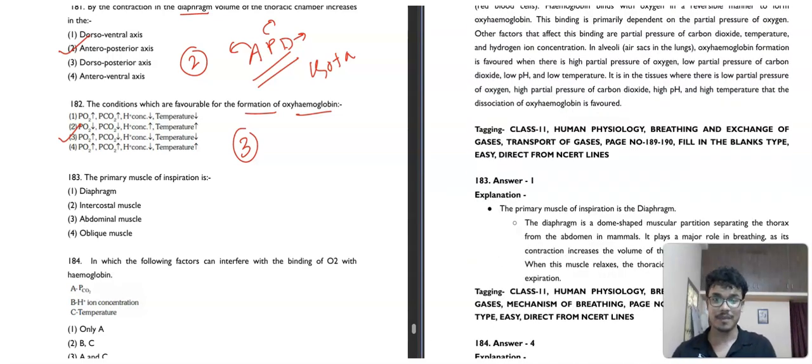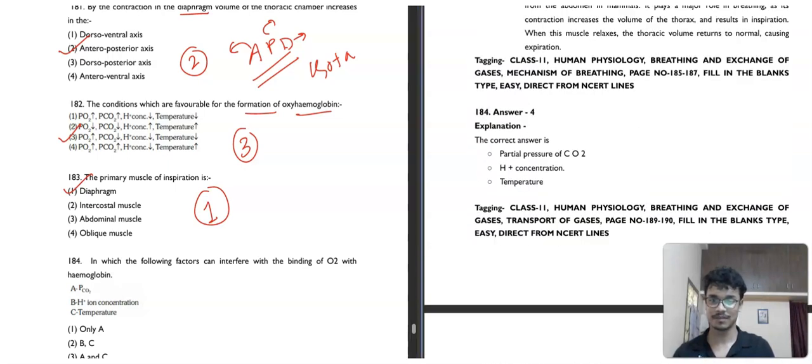It is saying that the primary muscle of inspiration, you know that in expiration there is no muscle involved, and the primary muscle in inspiration is the diaphragm. First option. The rest are additional muscles, but the main or primary muscle is the diaphragm. Then question number 184.